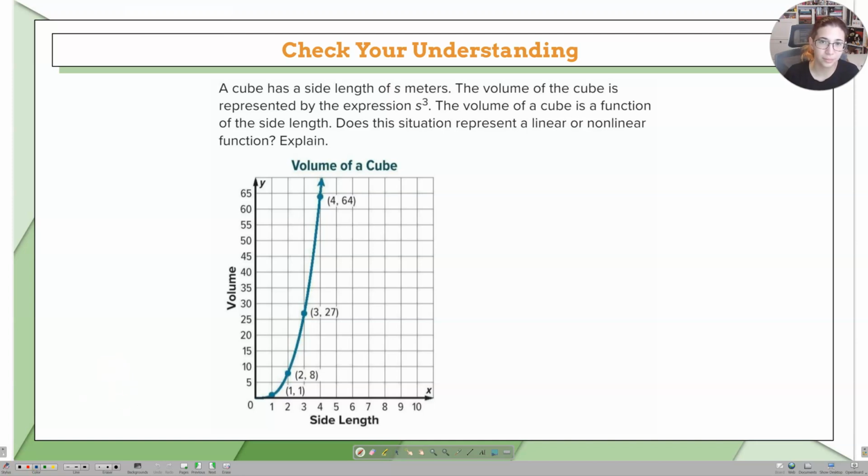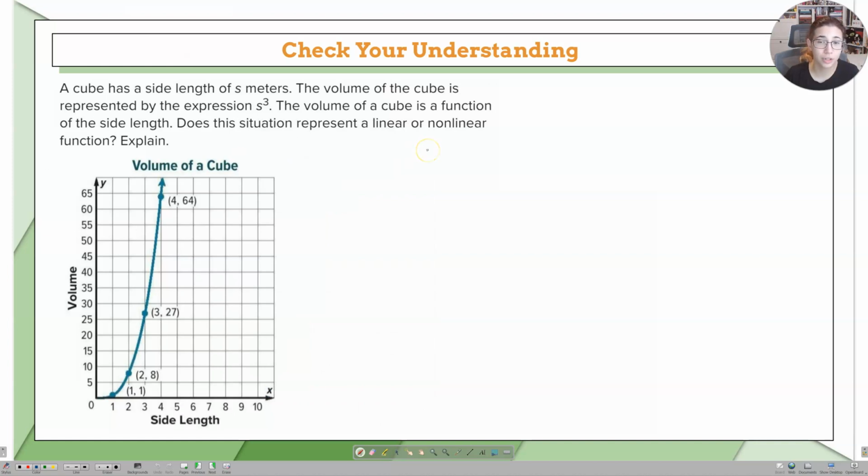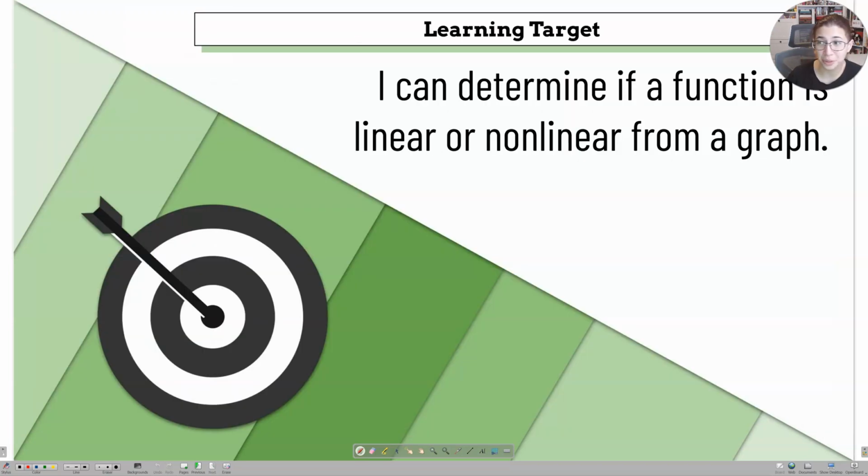Explain. So for this situation, if you look, these points do not all lie on a straight line. So since there's not a constant rate of change and they don't all fall on the same line, that's going to make this a nonlinear graph of a function. In this video, we determined if a function is linear or nonlinear from a graph.